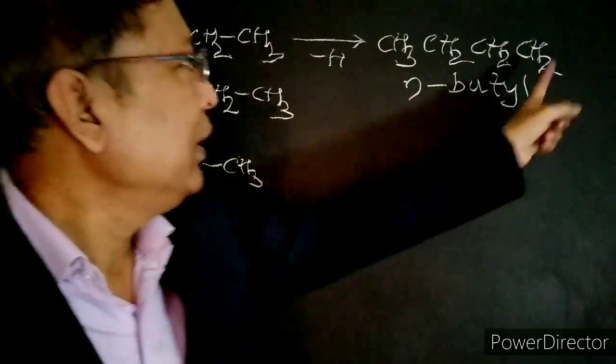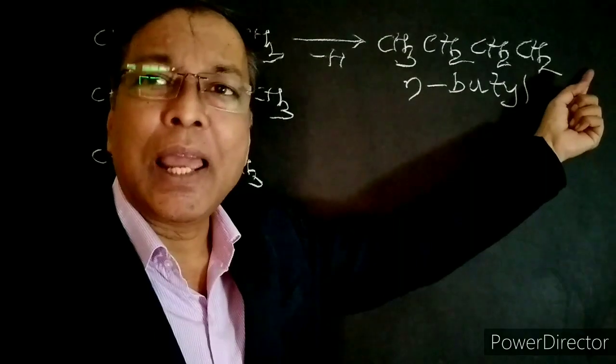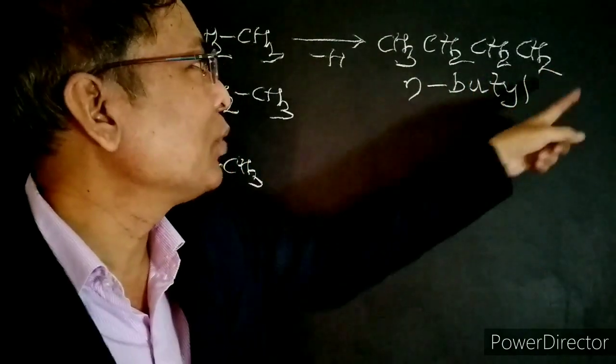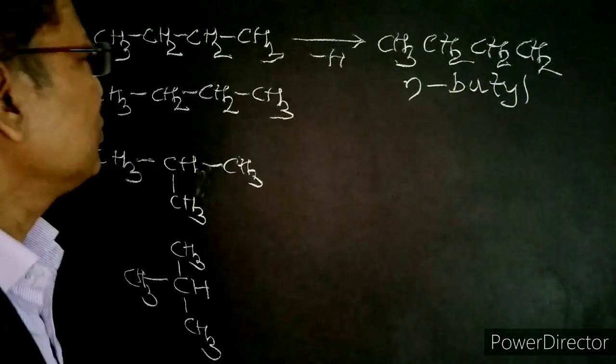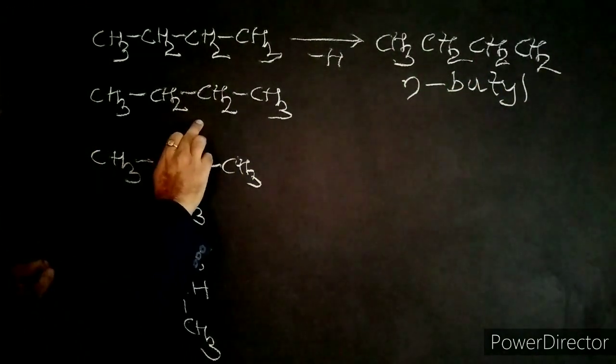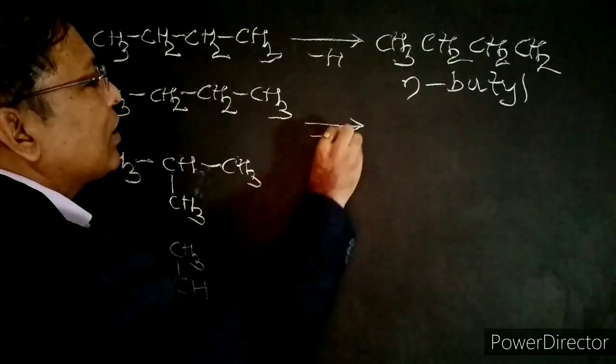N-butyl group. If halogen is present, then it is called N-butyl halide. If chlorine is there, N-butyl chloride. Bromine, N-butyl bromide, and so on. In this case, the hydrogen atom is replaced from the second carbon atom.